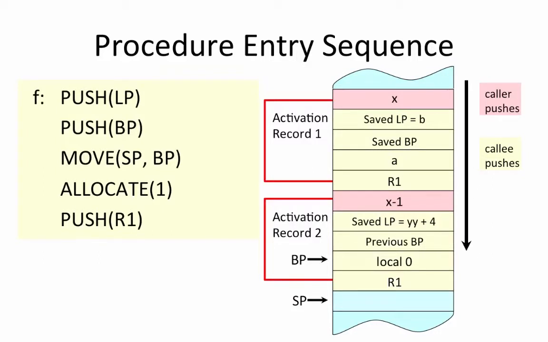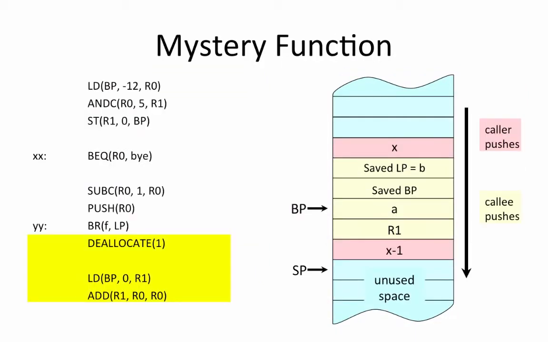These are the argument to f, the saved LP, the saved BP, the local variable, and the saved R1. Each time that f is called recursively, another activation record will be added to the stack. When we finally return from all these recursive calls, we are back to a stack that looks like this with a single activation record left on the stack plus the first argument with which the recursive call was made. The deallocate1 instruction then removes this argument from the stack.